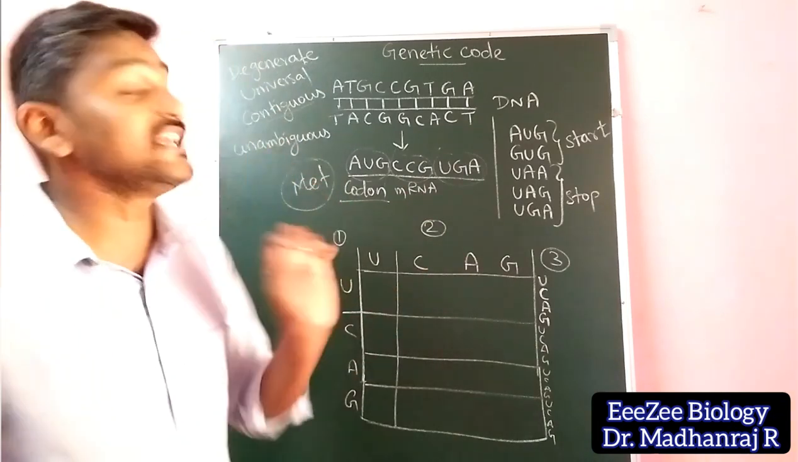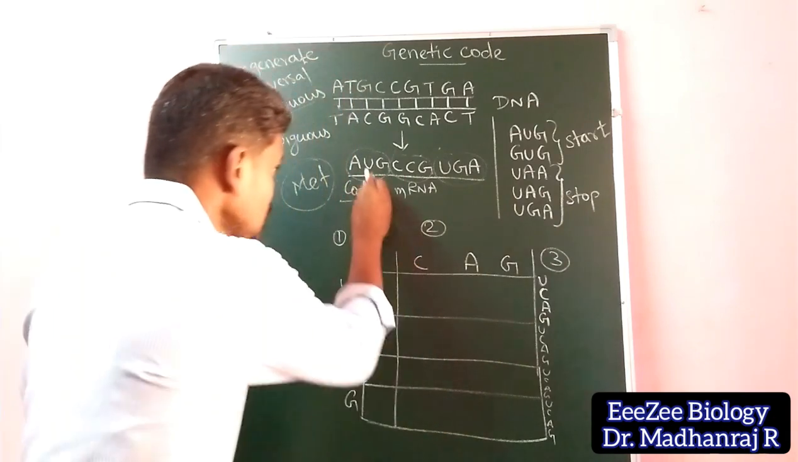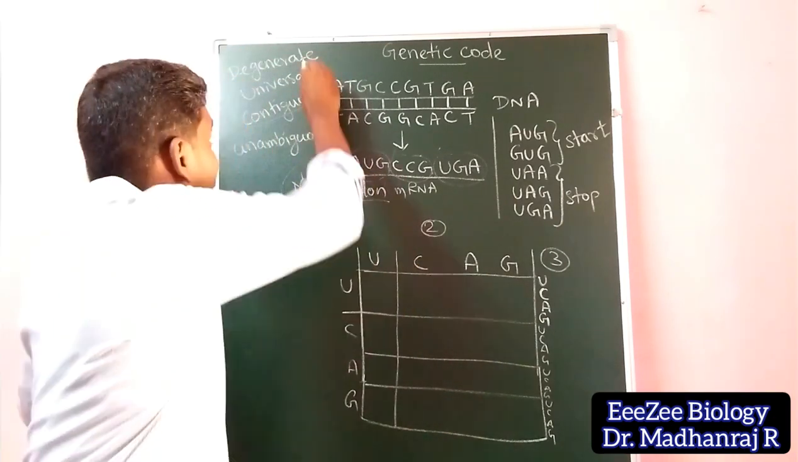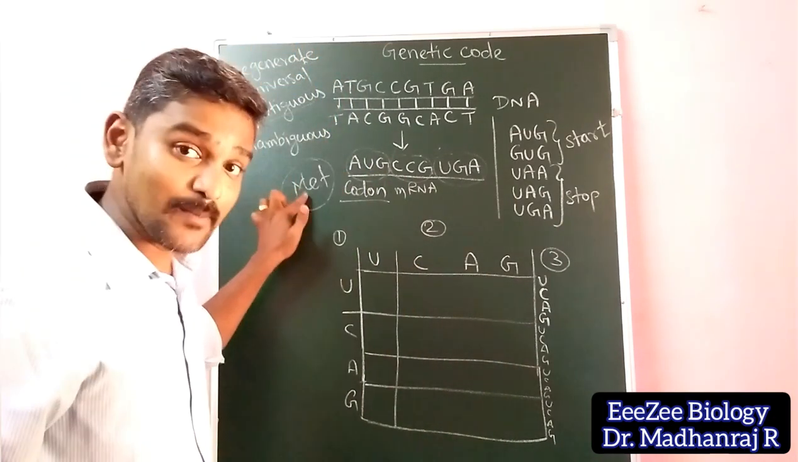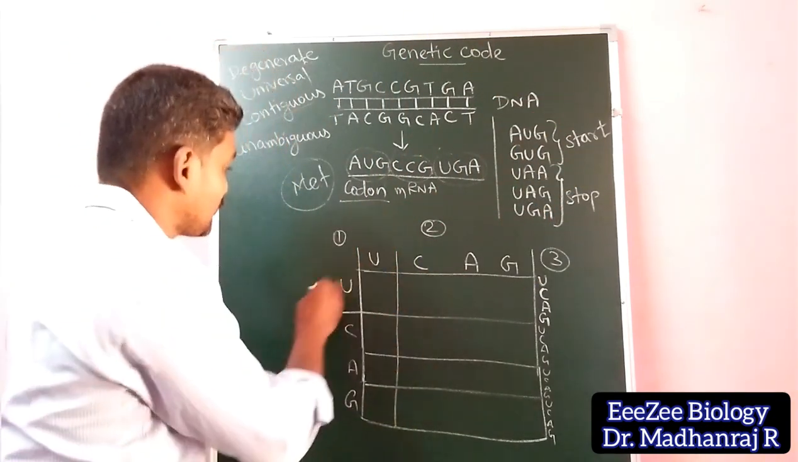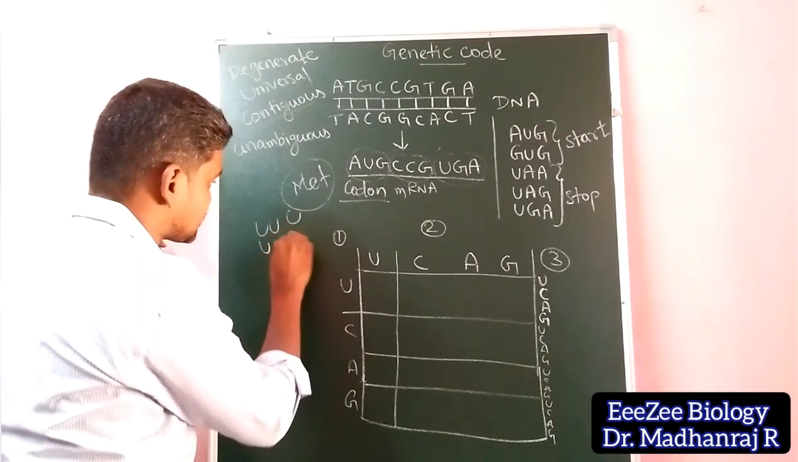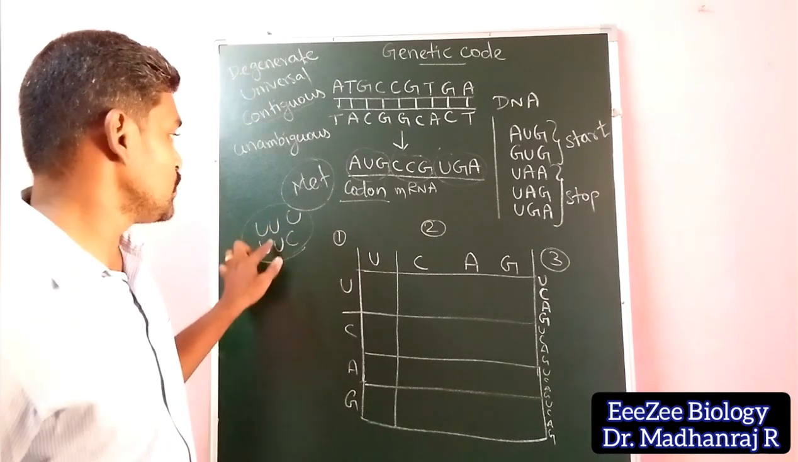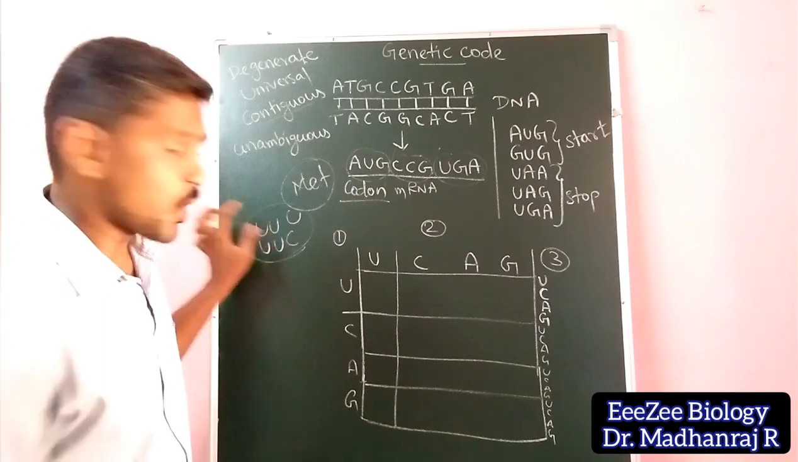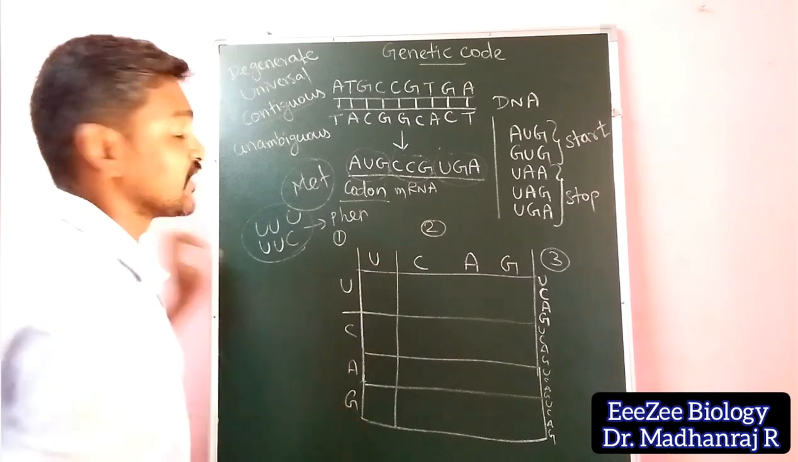Okay, now we can see degeneracy. Here, one codon codes for one amino acid. Degeneracy means the same amino acid can be produced by some other codons. For example, UUU and UUC, these two codons code for the amino acid called phenylalanine.